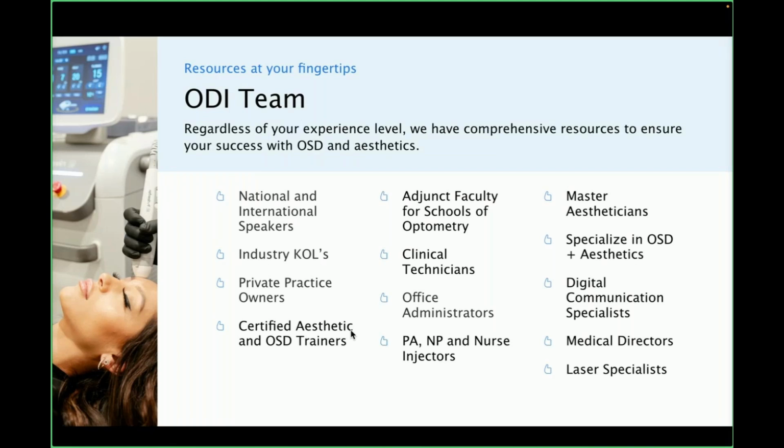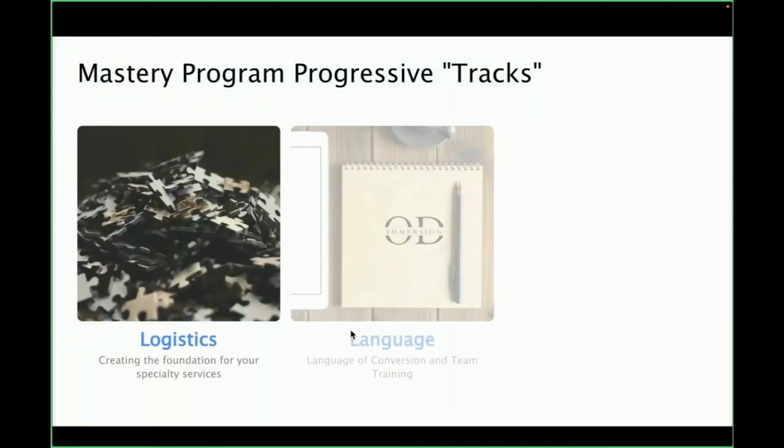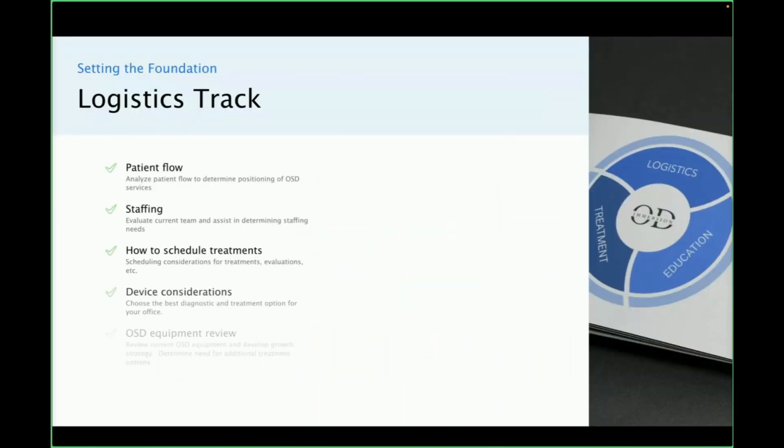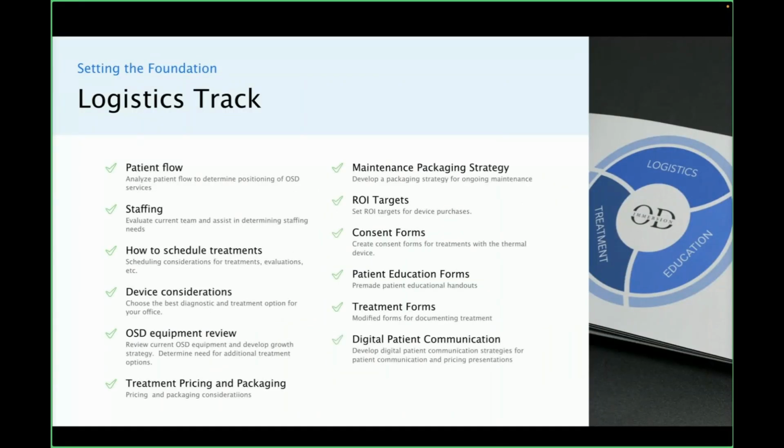Let's get into exactly what this program is about as far as OD Immersion goes. We've broken the program down into three progressive tracks: logistics, language, and launch. And when I say progressive tracks, you don't go straight to launch, which is treatment. You start off in logistics. And here's the reason why. You can read some of these. I'm not going to go over every one of them.